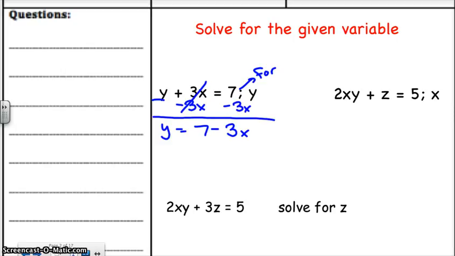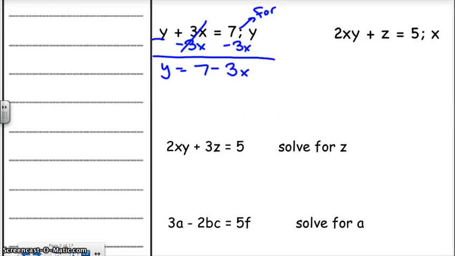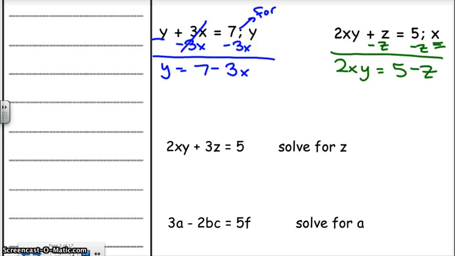All right, again, strategy. Figure out what variable you're solving for. Underline it, move what's not connected, then move what is connected. This next one, x is what I am solving for. So I ask myself, what's not sticking to the x? The z, so I'm going to subtract z from both sides. I'm left with 2xy is equal to 5 minus z. I cannot combine them because they are not alike.